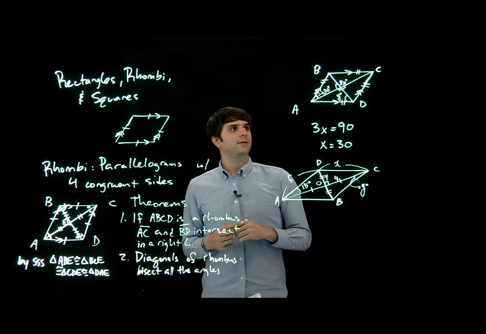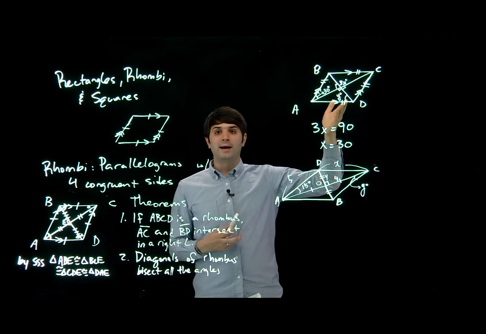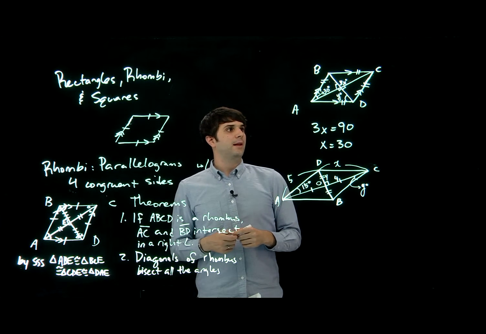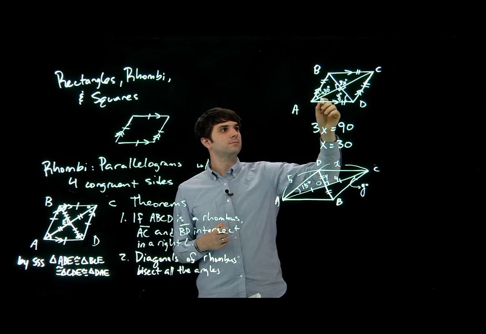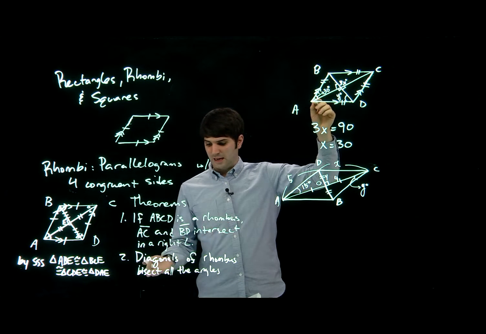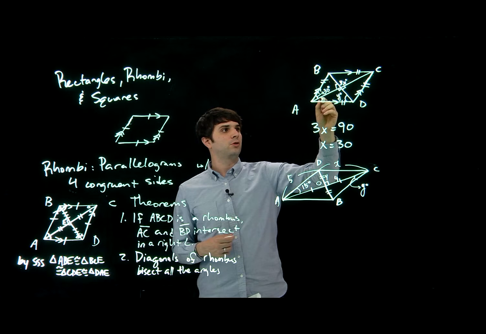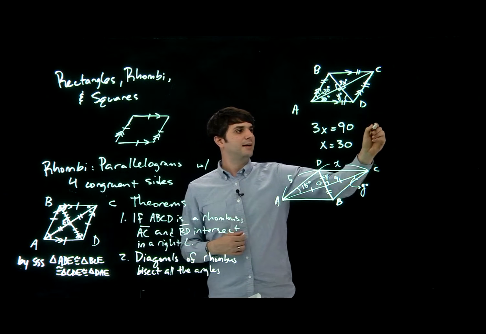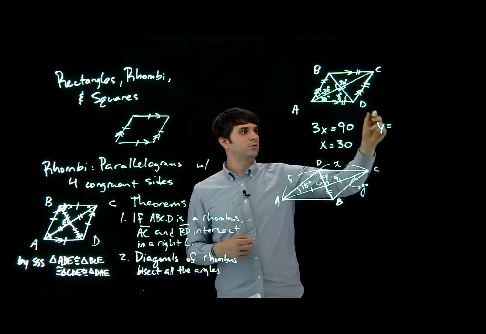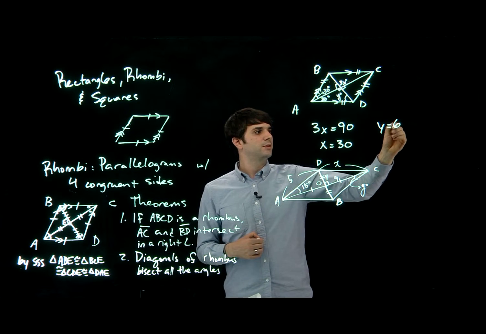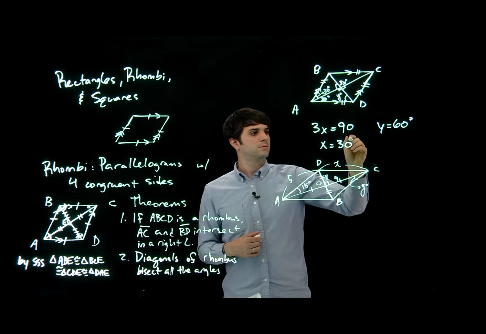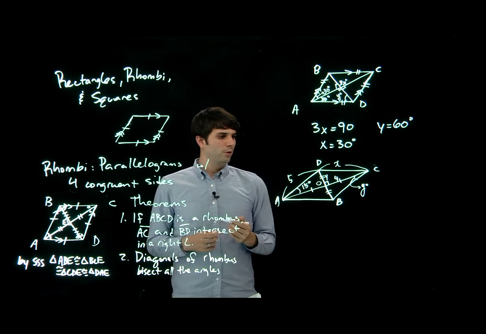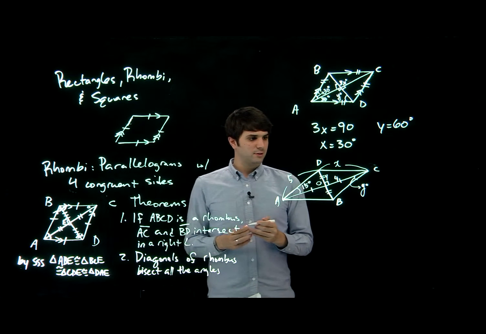Now we want to find y here. By our second theorem, we know that this angle is also going to be 30 degrees. So if this is 30 and this is 90, then y is going to equal 60 degrees.